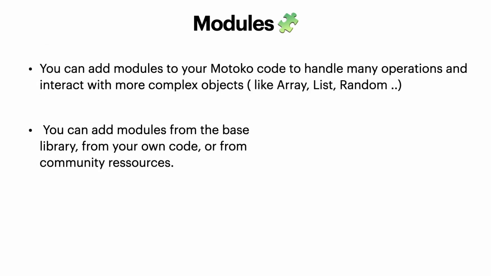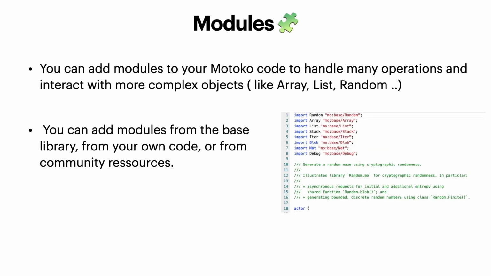So what are modules? Modules are pieces of code you can reuse in your own programs. You just need to import them and you're ready to use it. So as you can see on the slide, you can add modules to your Motoko code to handle many operations and interact with more complex objects and types, like the array, the list, or the random. And you can see on the picture, so let me show the picture. You can see different modules from the base library. We have the random module, the array module, the list, the stack, the iter, the blob, the nat, the debug. And you have many more, so I will show all the modules from the base library later.